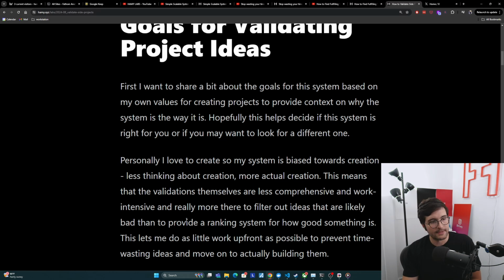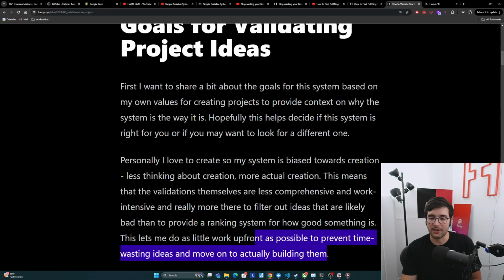And as you should be able to see already, this kind of differs from a lot of validation frameworks, because often those try to do a lot more work up front to invalidate things because they don't want to waste time building. But here, me building stuff isn't wasting time, so really I want to focus on that.